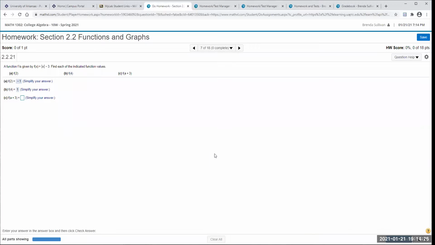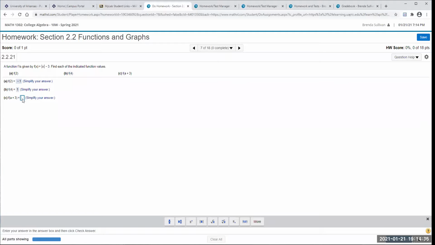Okay, now then I've got this one. This one's going to be interesting. I've got to figure out how to put this thing in. So I click on this little box and I need to be able to put it in absolute value. Do you see when I clicked on that box how all these other little things came up?